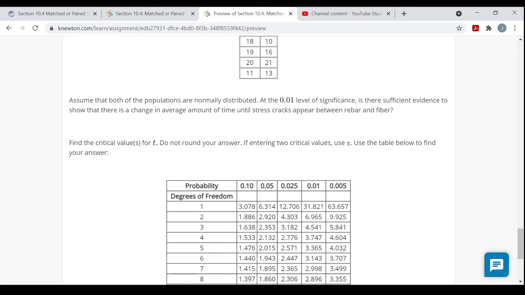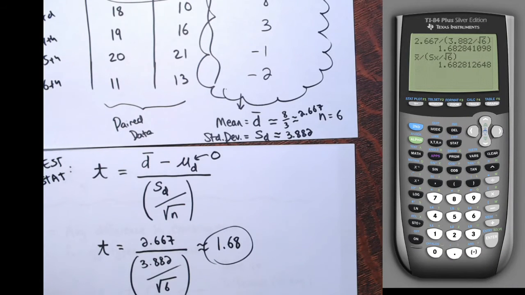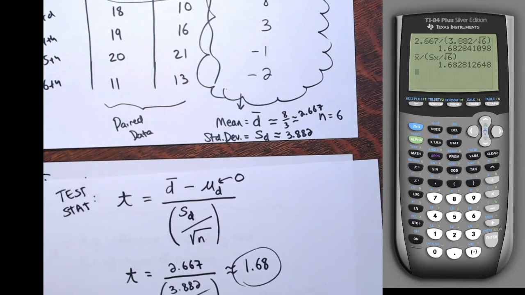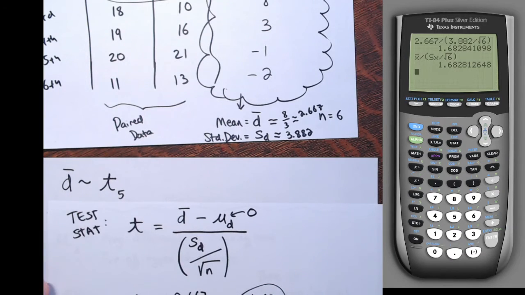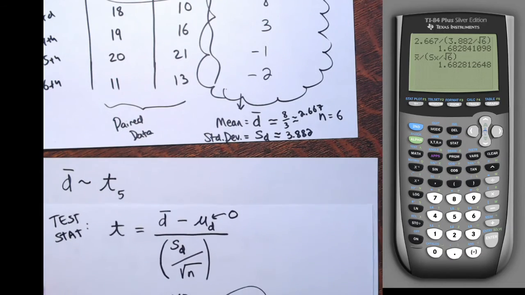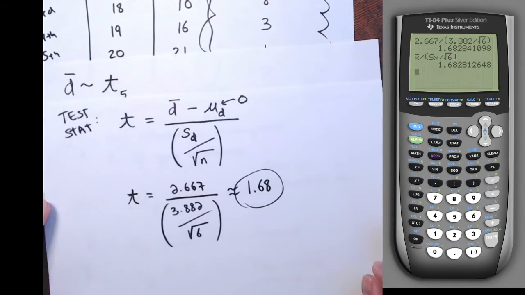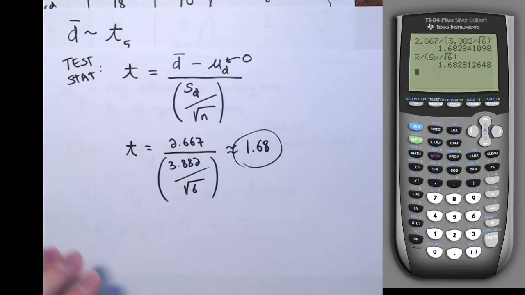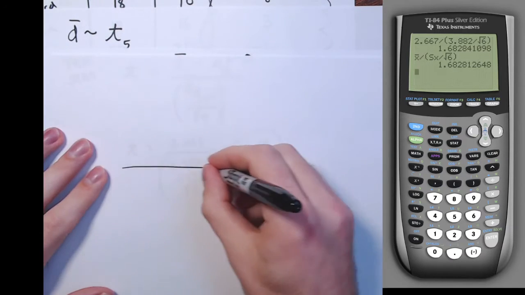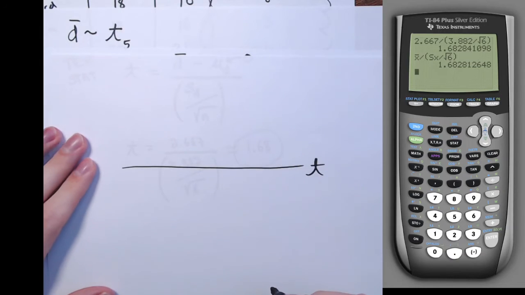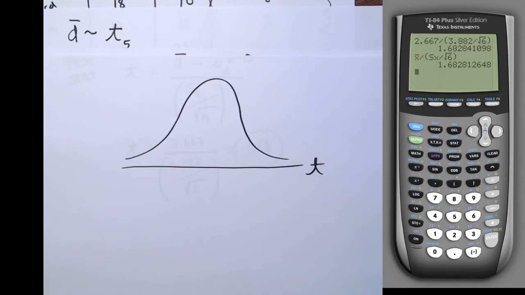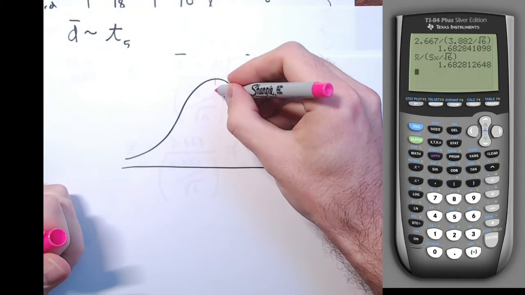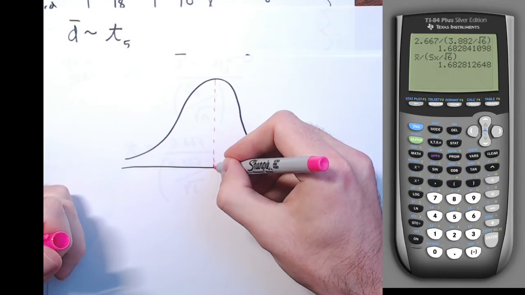So again, back to my paper. Remember, the distribution of my d bars is a t distribution, student's t distribution, with 5 degrees of freedom. All right, so I'll draw that here. Here's a number line representing possible t-scores. Bell shape, symmetrical. Underneath the peak is a t-score of 0.